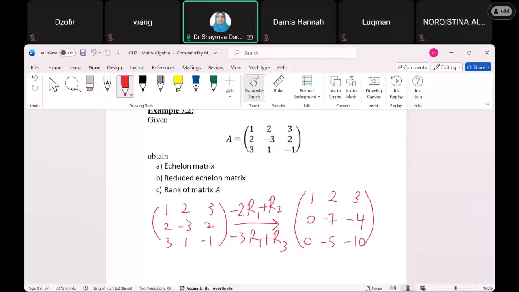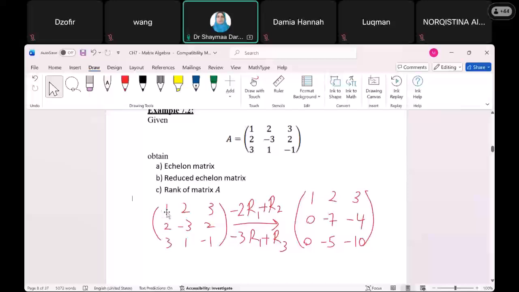Is minus 10. So the first step now, I have 1, and below the 1 I have 2 zeros, 0 and 0. First we make sure that the first number in the first row is 1. So I have the first leading 1. Then below the leading 1 should be 0.